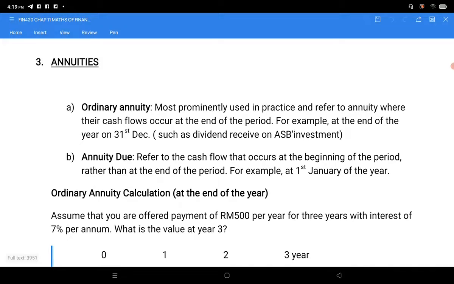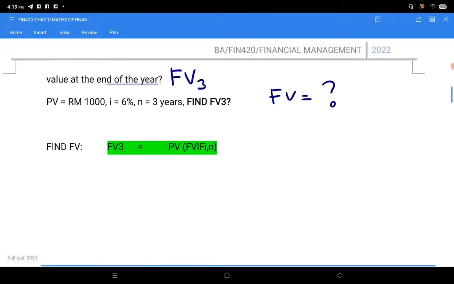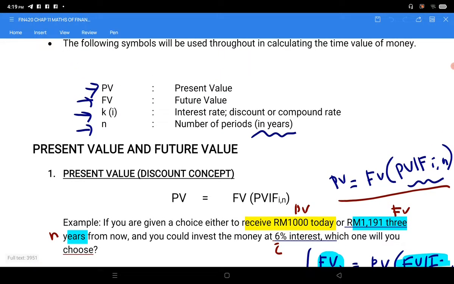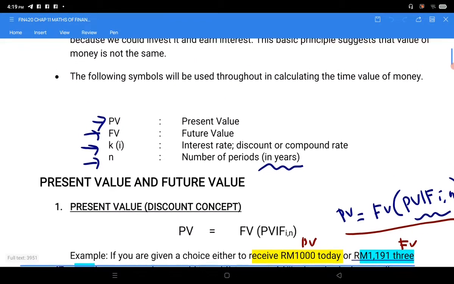FIN420 chapter 11, Maths of Finance. Okay, so it's still about time value of money. So here we go. The second part is annuities. Annuity, right? The difference from the previous topic that you have learned, which is the single cash flow, present value and future value.